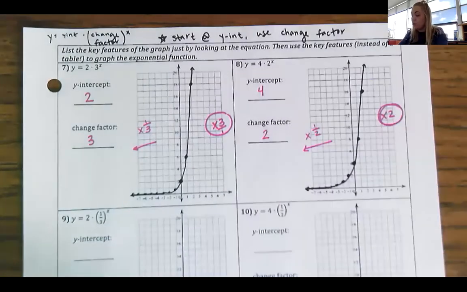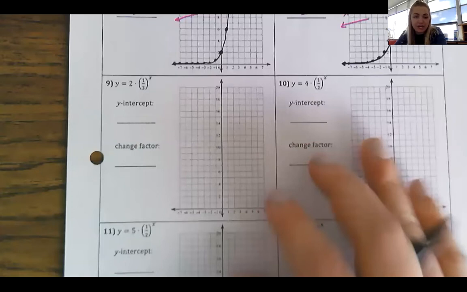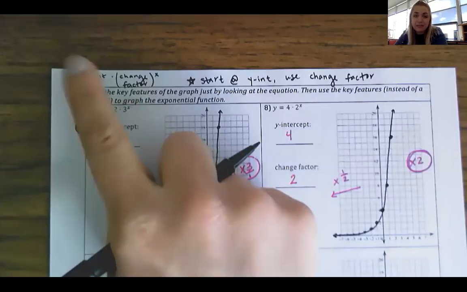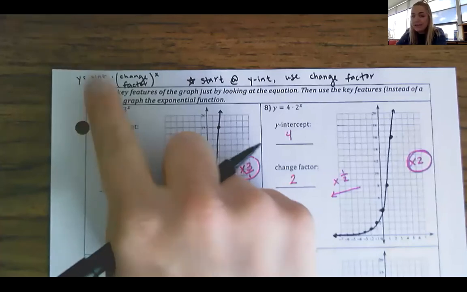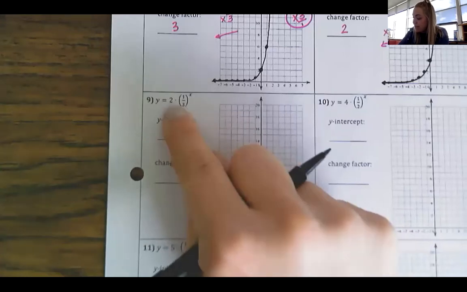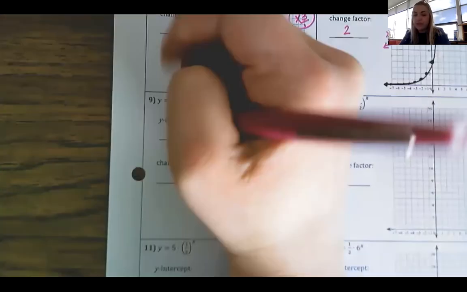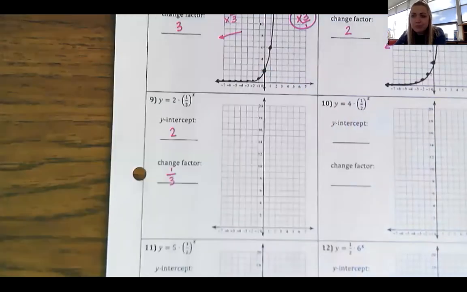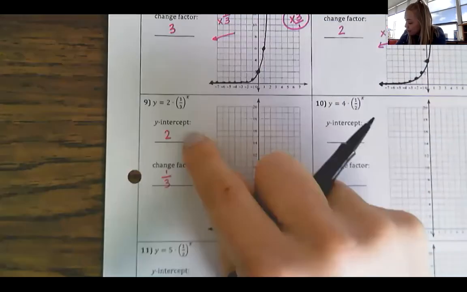2 and 1/3. Which one's my y-intercept? Which one's my change factor? The y-intercept is going to be in the very front. The change factor is beneath x. Okay, so my y-intercept in the very front is the number 2. And beneath x, my change factor is 1/3. That means I have to start with my first dot at the y-intercept. So put your first dot at positive 2.